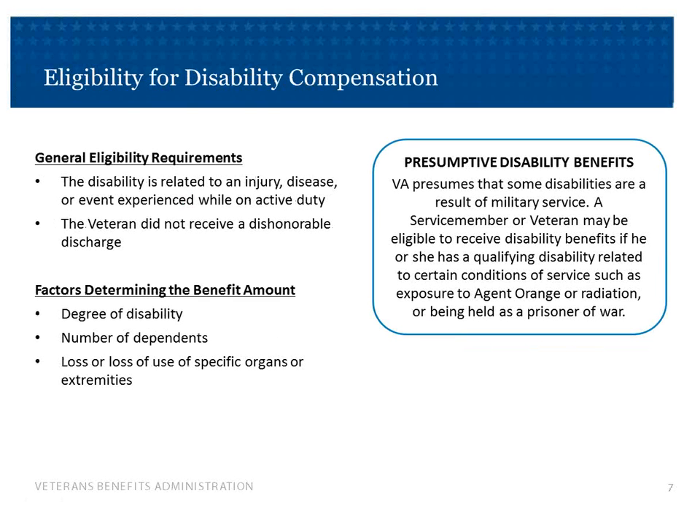On this slide, you're seeing the general eligibility requirements VA uses to establish the compensation benefit. Once again, the veteran needs a current disability that relates to or originated during the active duty period the veteran served, and an other than dishonorable discharge from military service. To determine the benefit amount a veteran will receive, VA reviews multiple factors, including the degree of disability, the number of eligible dependents, and whether the veteran suffered from the loss or loss of use of specific organs or extremities.